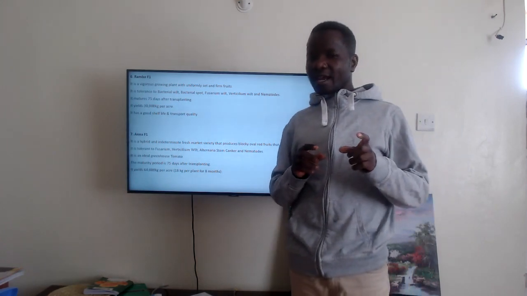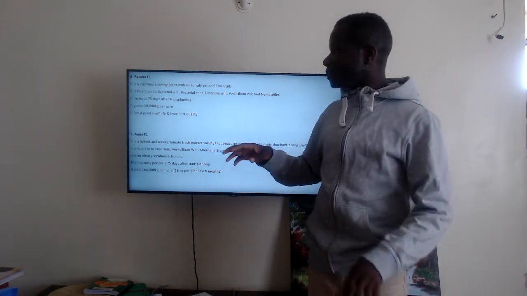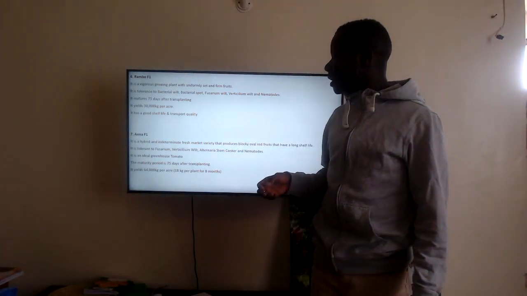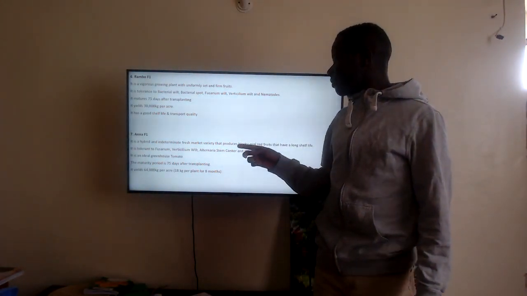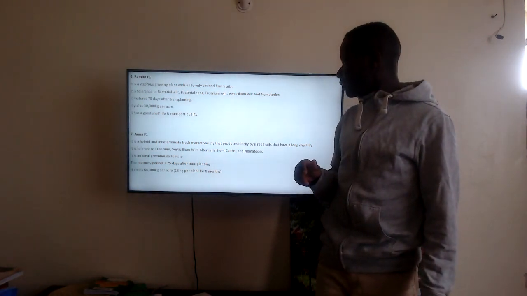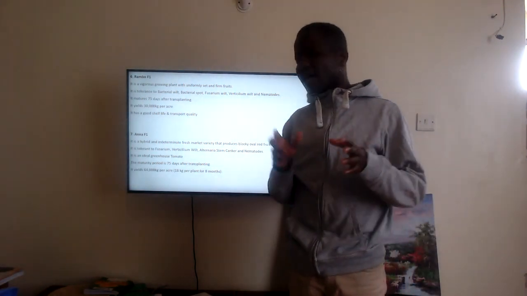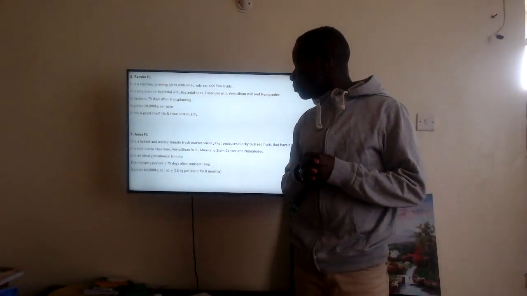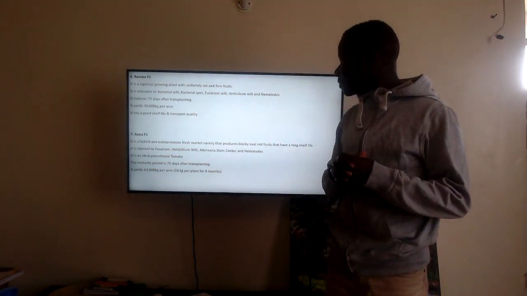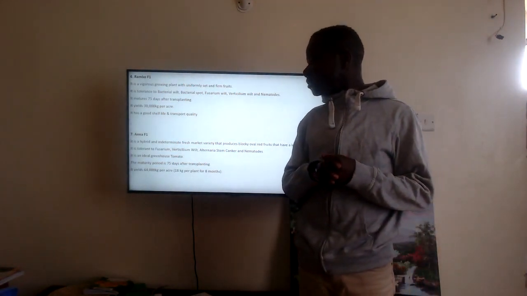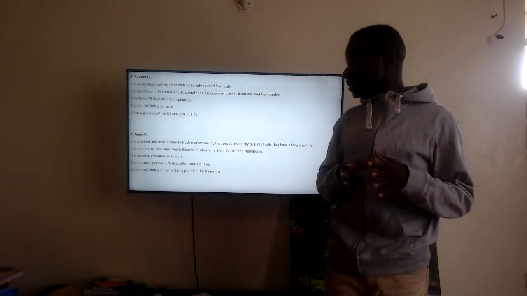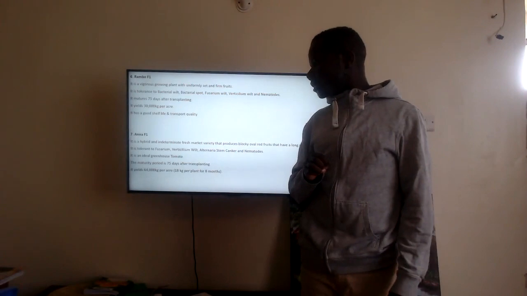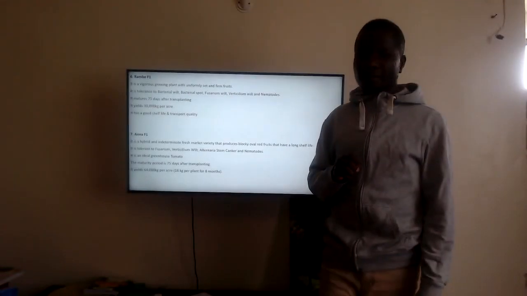The seventh variety of tomato here is the Anna F1. The Anna F1 is a hybrid and indeterminate fresh market variety that produces blocky oval red fruits that have a long shelf life. It is tolerant to fusarium, verticillium wilt, alternaria stem canker, and nematodes. The maturity period is 75 days after transplanting. It yields 64,000 kgs per hectare.